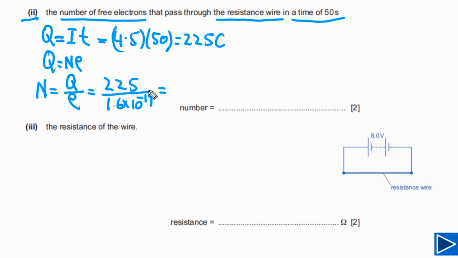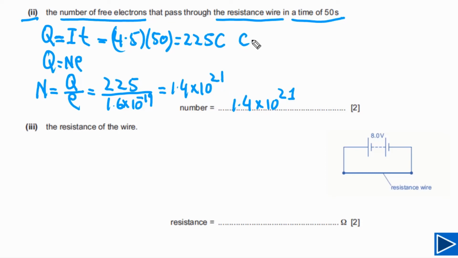Now if we simplify this, our final answer is going to be 1.4 times 10 to 21, and this is the number of free electrons passing through the resistance wire in 50 seconds. So this is our final answer. We can write down this is 1.4 times 10 to 21. And this question has 2 marks.